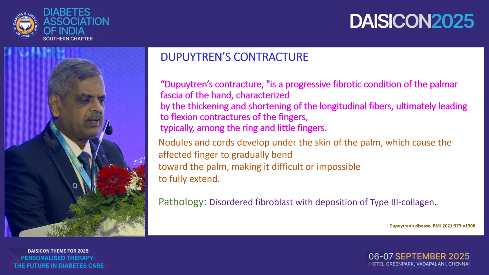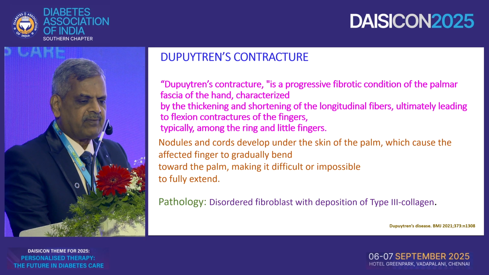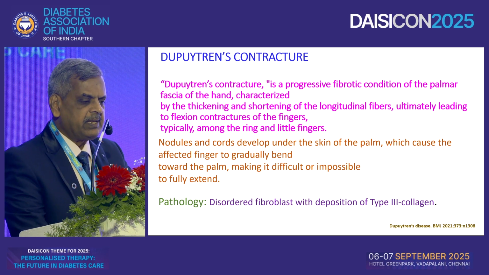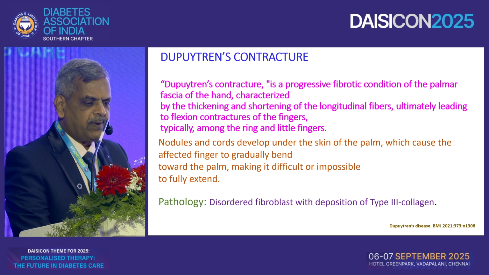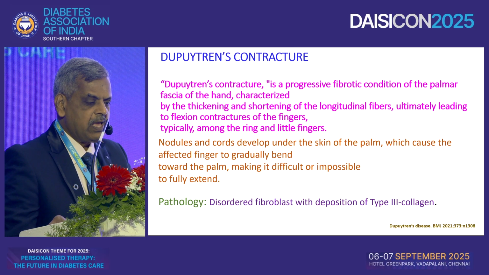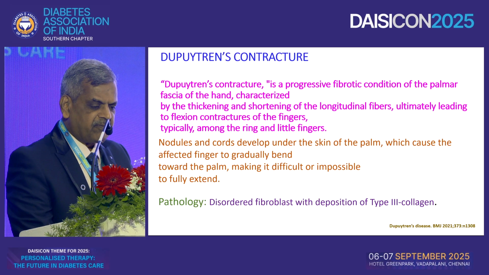Dupuytren's contracture is a progressive fibrotic condition of the palmar fascia of the hand, characterized by thickening and shortening of the longitudinal fibers, ultimately leading to flexion contracture of the fingers, typically the ring and little finger. Nodules and cords develop under the skin of the palm, which cause the affected finger to gradually bend towards the palm, making it difficult or impossible to fully extend. Pathology: disordered fibroblasts with the deposition of type 3 collagen.